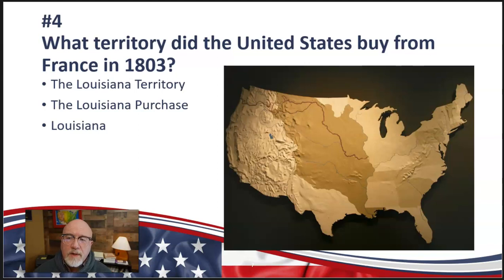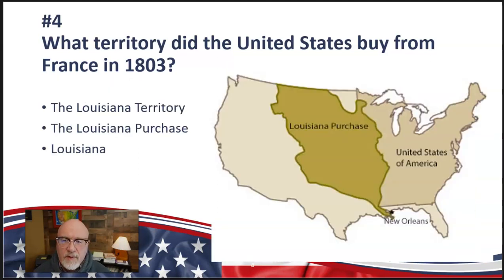Question 4, what territory did the United States buy from France in 1803? And the answer is the Louisiana Territory. It's sometimes called the Louisiana Purchase, and sometimes just called Louisiana. But this large area of land was purchased from France in 1803. And here you can see a map that shows the Louisiana Purchase and how it nearly doubled the size of the United States.